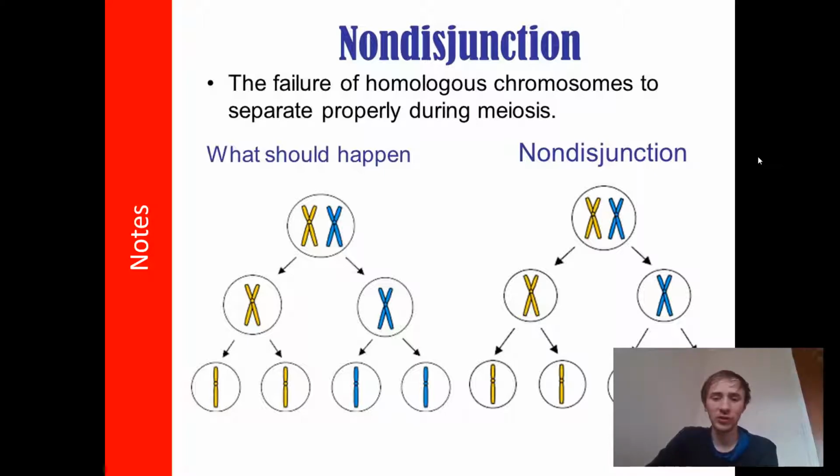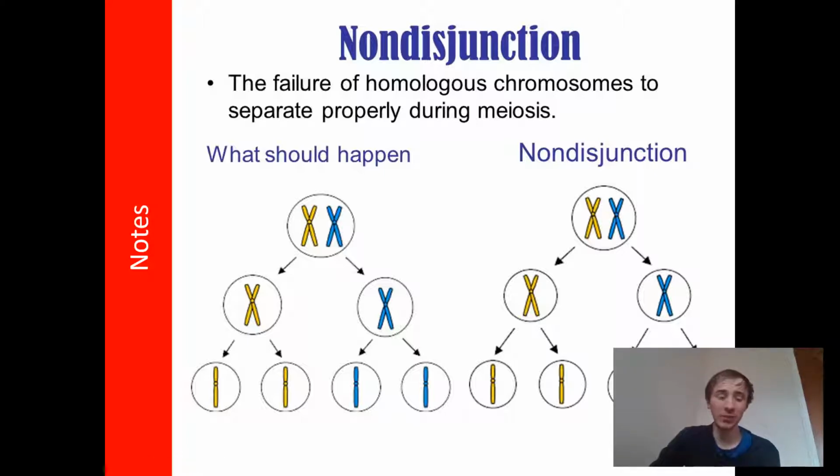Now, non-disjunction is the final kind of, you might almost call it a mutation, though it's not a change in the base, so it's not technically a mutation. But it's the final kind of genetic mistake that can happen that we're going to learn about in Year 12. And very broadly, you're looking at something going wrong during meiosis so that the chromosomes don't separate properly. And you can see this is happening during meiosis 2. So have a glance at the diagram there on your screen.